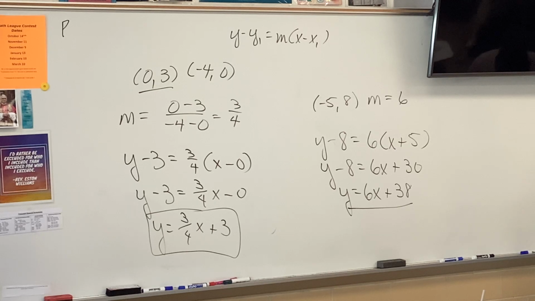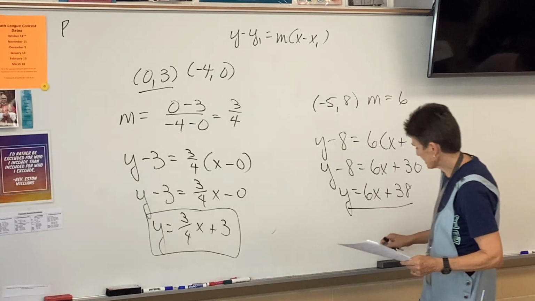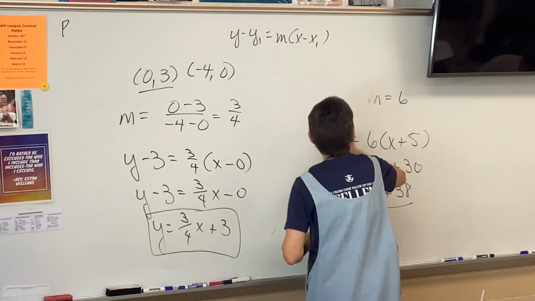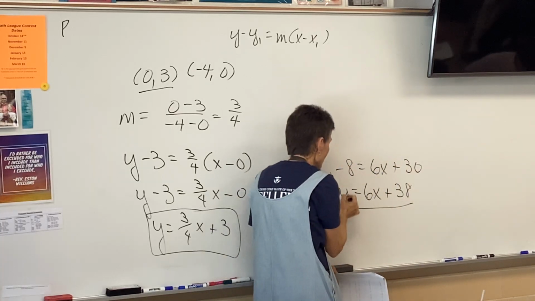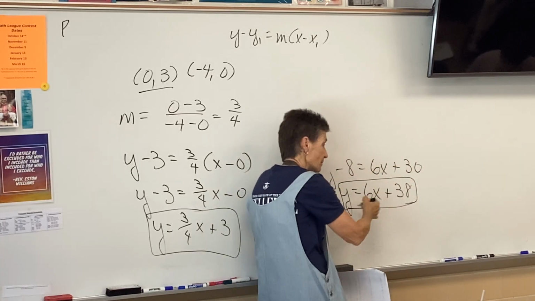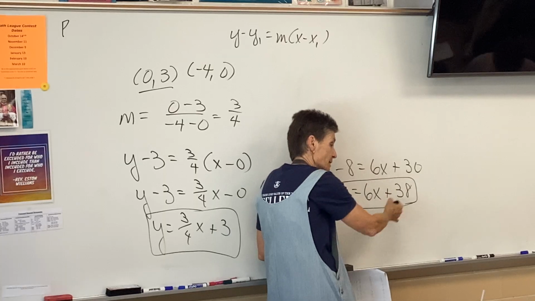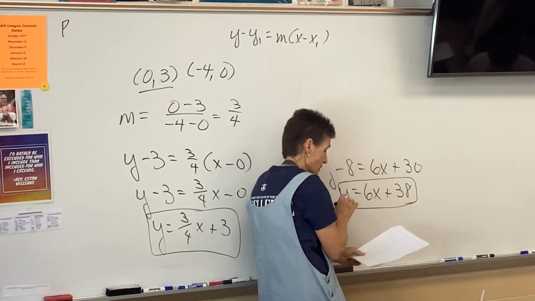Okay, with your partner, I want you to try C and D. Try C and D. I don't care how you do it, but ultimately your answer has to look like this. This is what your final answer needs to look like, okay? y = mx + b.